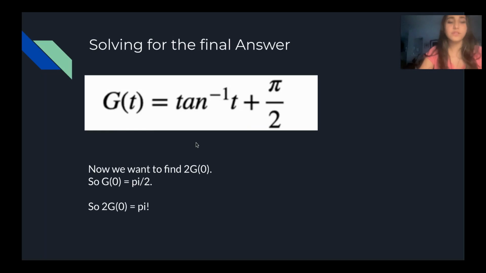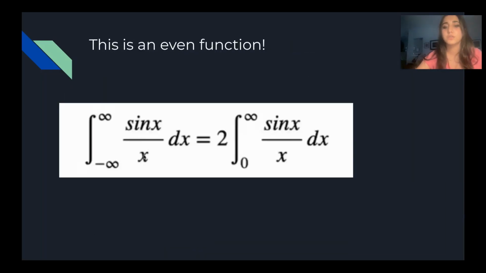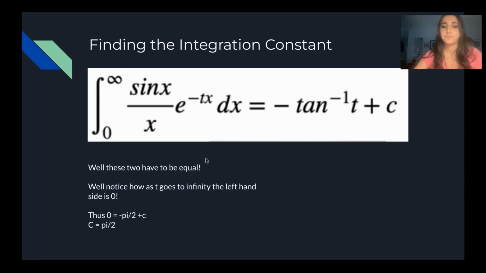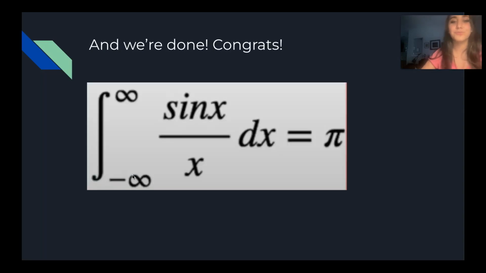And as we previously knew, we want to find 2g of 0. We want to find g of 0 because that is what our parameter allows us to, and we want to find 2g of 0 because it's an even function. We simplified this original function to become 2 times g of 0 right here. Okay, so let's plug in 0. The arctangent of 0 will just simply be 0. So thus, g of 0 is equal to pi over 2. And we just multiply that, and we get pi.